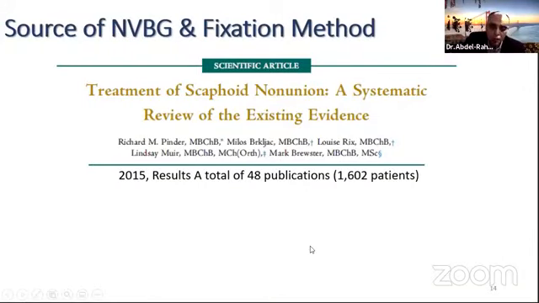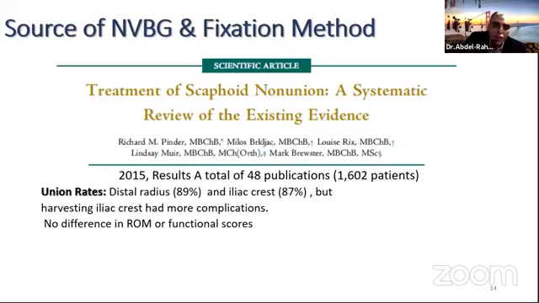In a systematic review by Bender et al. in 2015, they reported their review of 1,600 patients regarding the union rates in the distal radius and the iliac crest, slightly better in the distal radius as a source of cancellous graft, but there was much more morbidity with harvesting the iliac crest graft compared to the distal radius. There was no difference in the range of motion or the functional score.